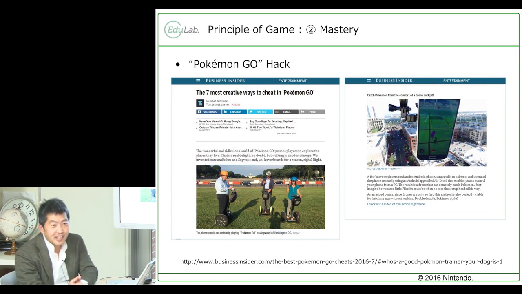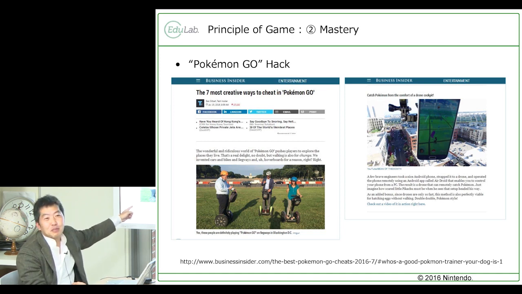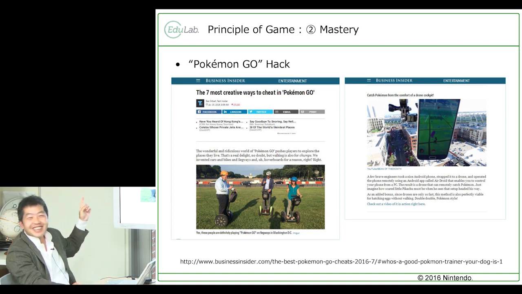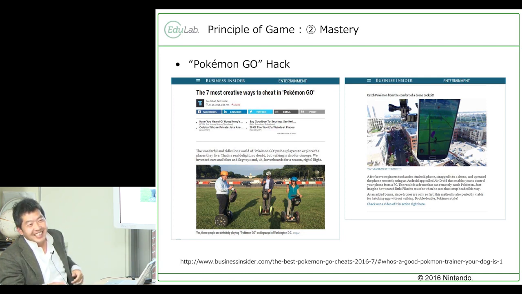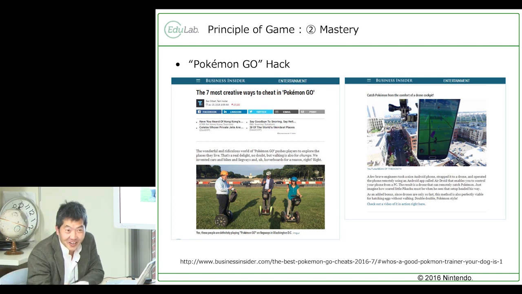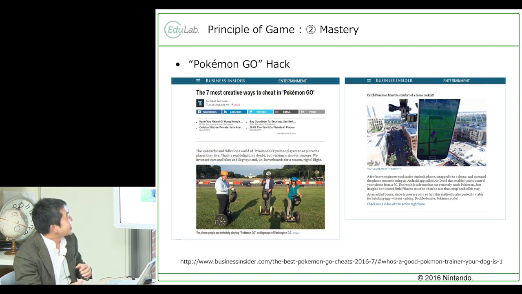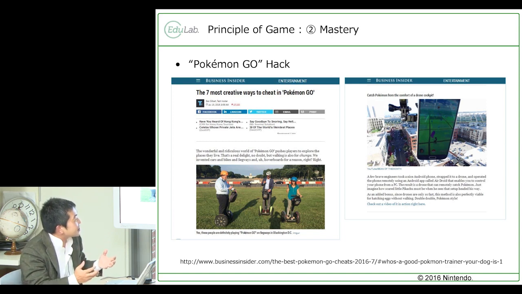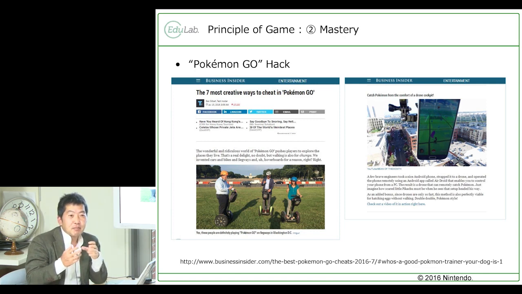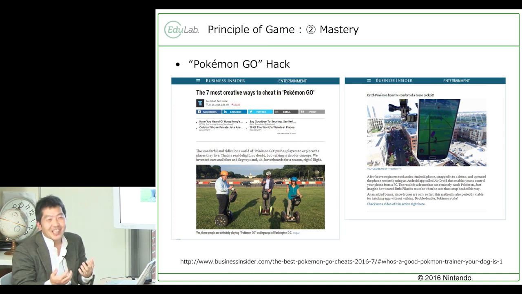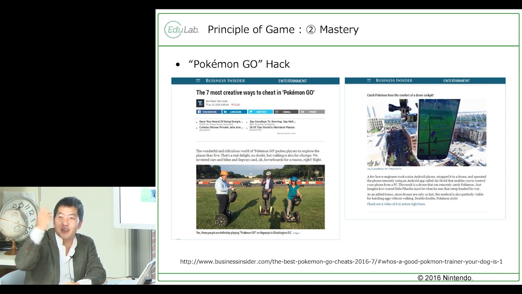And another good example, you know Pokemon Go, right? What if you see these people, right? These are people on a Segway, saying, yeah, that's not fair, right? That's not fair. And by the way, the right hand picture is Pokemon Go on a drone. So you're not walking, the drone is just going around and around.